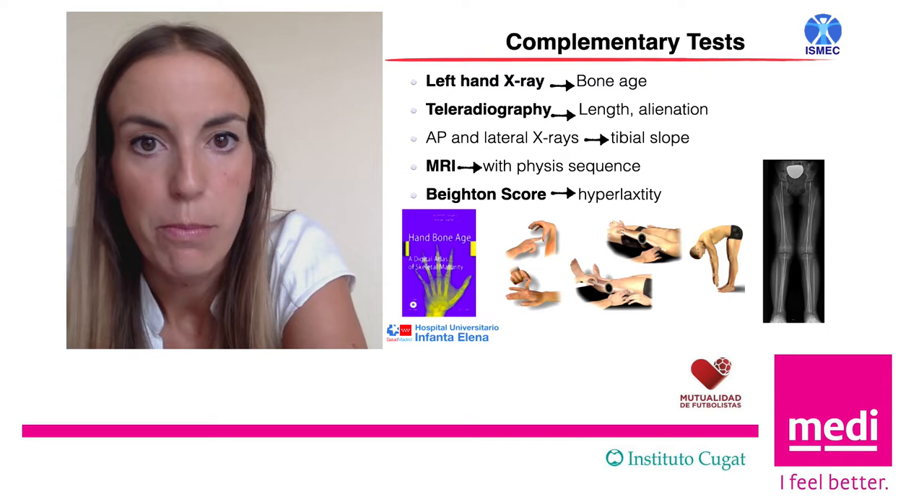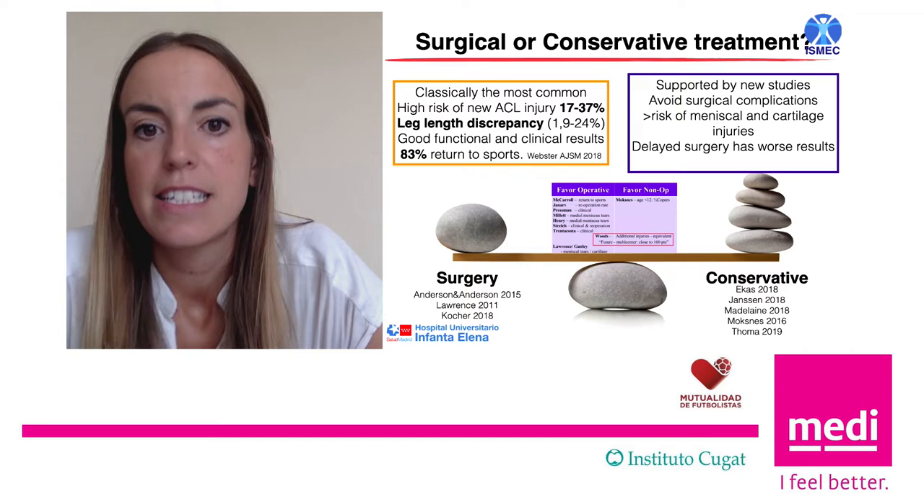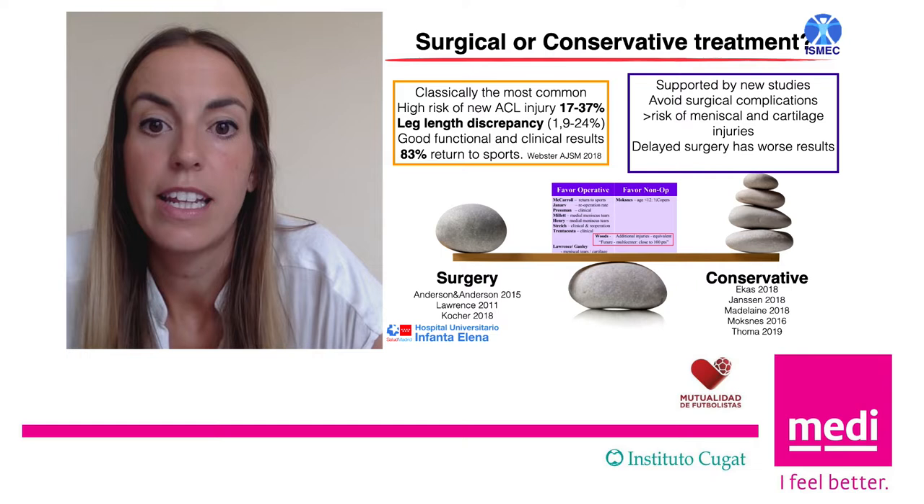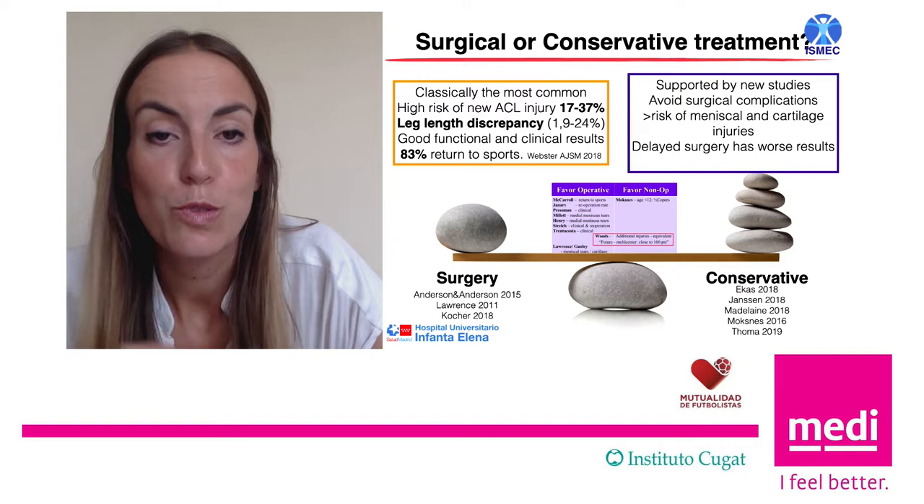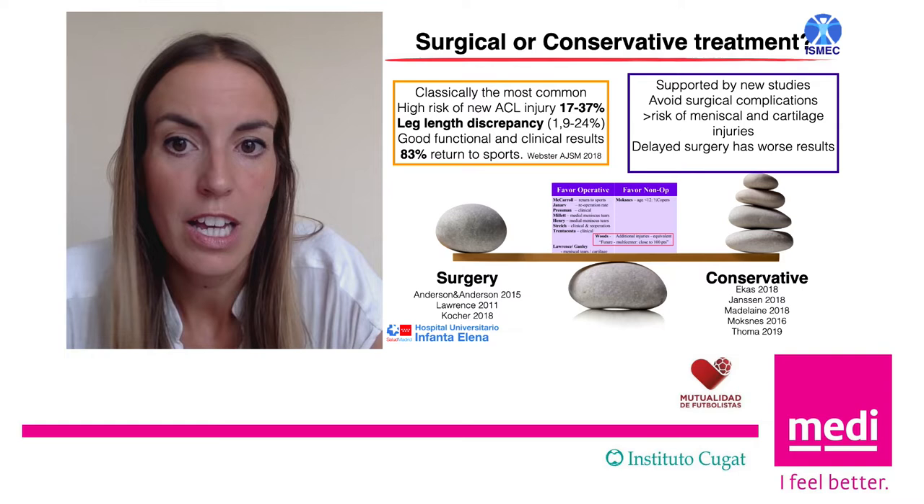And well, the treatment decision-making is the most difficult part in this kind of patient. Classically, the most common one has been the surgical one, but it has some risks, which are growth plate disturbance that can lead to a leg length discrepancy, which happens in between 2 to 24% of the cases, which is a really high number. The studies are really wide, so there is no consensus, but if some of the studies show 24% of damage, it's a really high percentage.